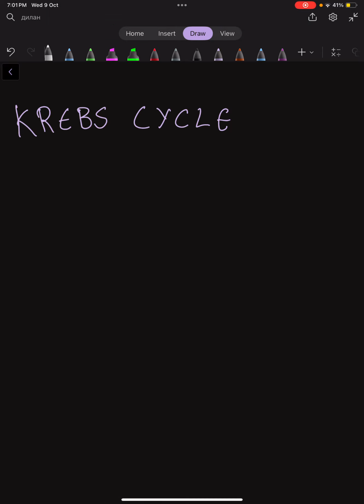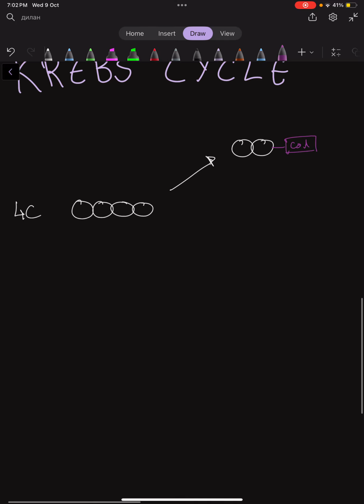So what we end up with is this 4-carbon compound. This is what the Krebs cycle starts with. If we remember, the photosynthesis carbon cycle started with RuBP. Krebs cycle starts with this 4-carbon compound. That's all we need to know. We don't need to know a name or anything else like that. This 4-carbon compound picks up acetyl-CoA, which we had from before. So that's pretty chill.